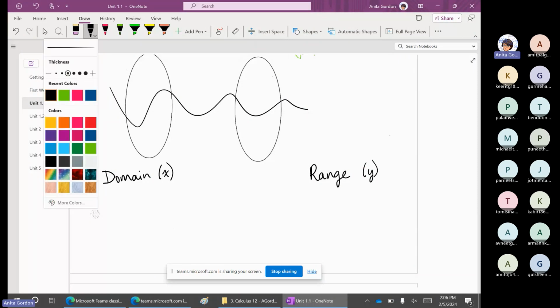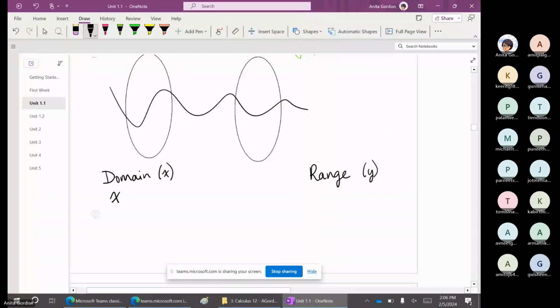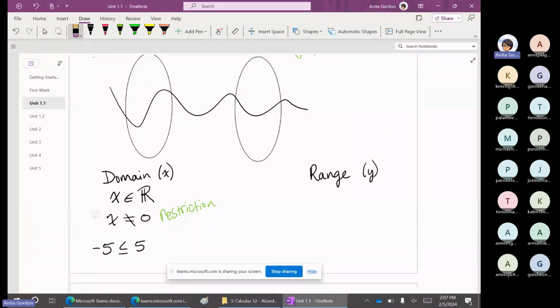Okay, we can say x is an element of R. What does that mean? Element of R, or x can be anything. It can be any real number. If I have a restriction, I can say x cannot equal 0, for example. This is an example of a restriction. I can say x has to be between -5 and, oopsie, +5.